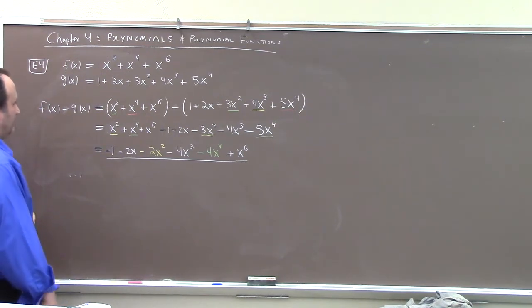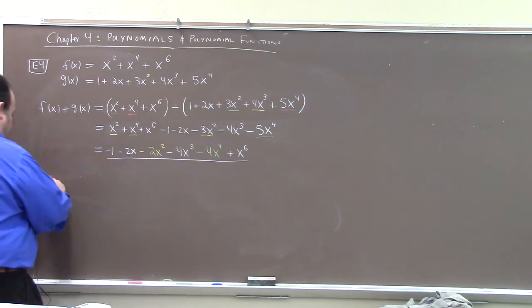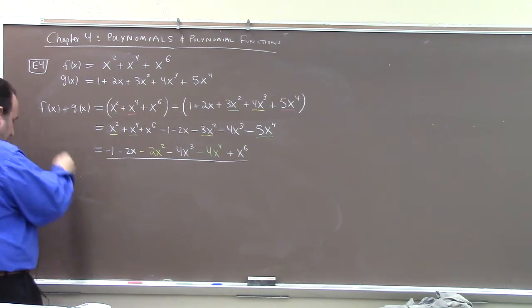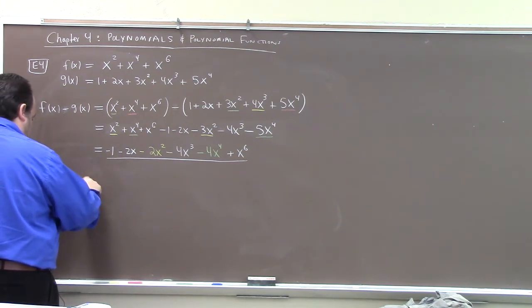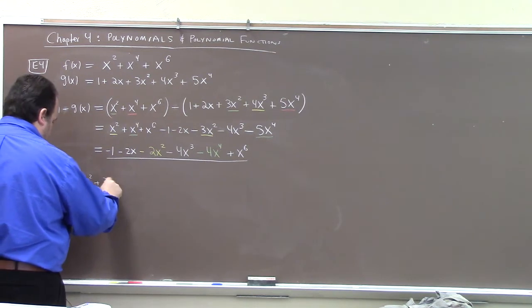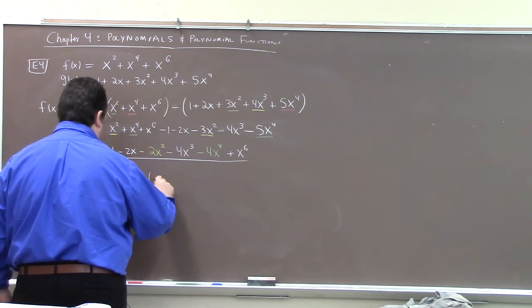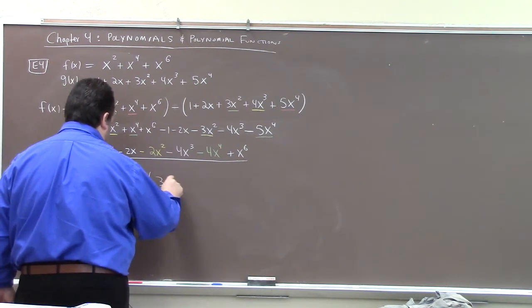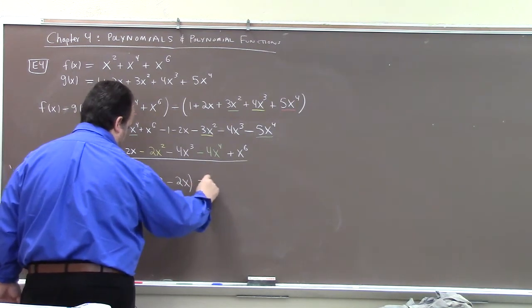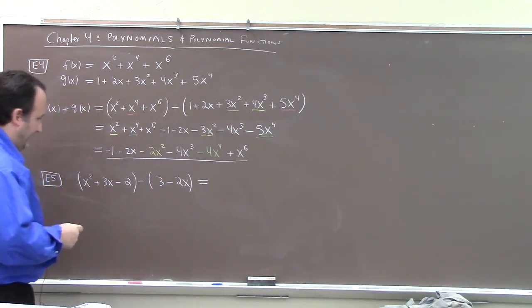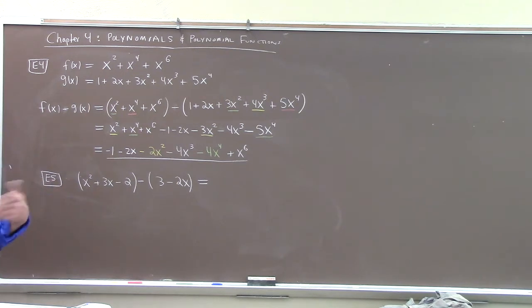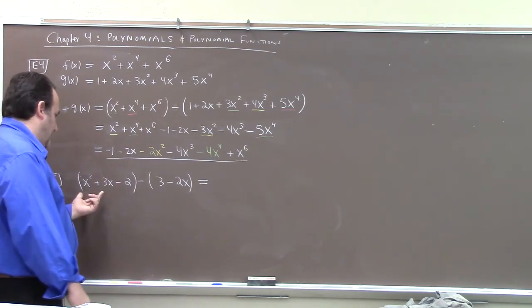Let me show you another example here. I'll make this one a little bit lower order. Example 5. If we did, let's see here, x squared plus 3x minus 2, right, minus 3 minus 2x, how would that work? So this one, I don't have any f of x and g of x, right? I just gave you directly the expressions to work on.